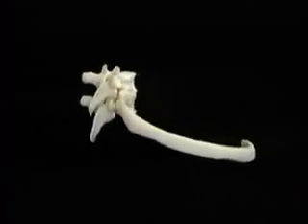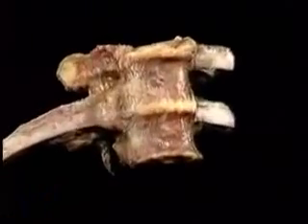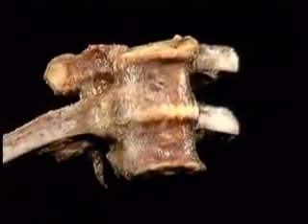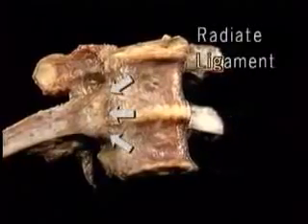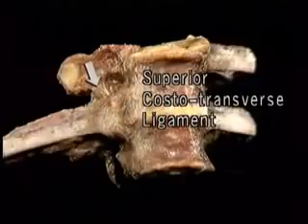These 2 joints are synovial joints. They permit the movements of the rib that occur in respiration. The joints between the ribs and the vertebrae are held together by ligaments. The strongest of these are the radiate ligament here and the superior costotransverse ligament here. The movement of the ribs is important in respiration, as we'll see later in this section.